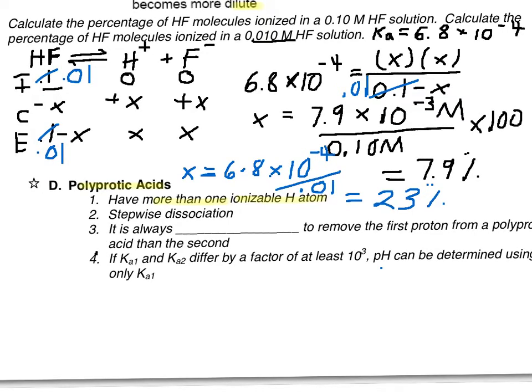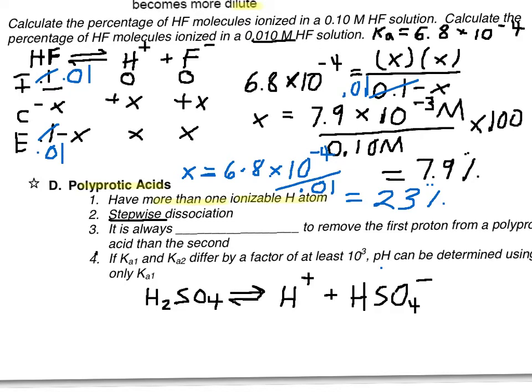Polyprotic acids always have what is called stepwise dissociation. That means that they tend to get rid of their hydrogens in steps instead of all at once. So for example, if you have a polyprotic acid like sulfuric acid, it doesn't dump all of its hydrogens off right away. Instead, it gets rid of one hydrogen first, and then the ion that forms as a result will then get rid of its hydrogen.